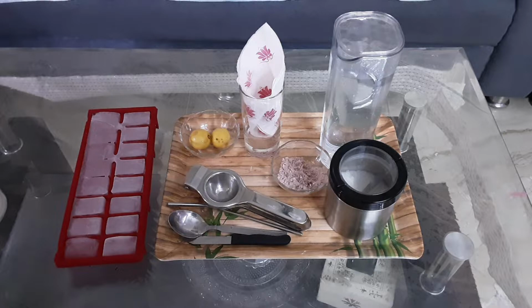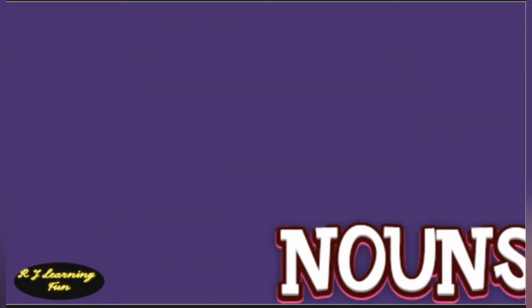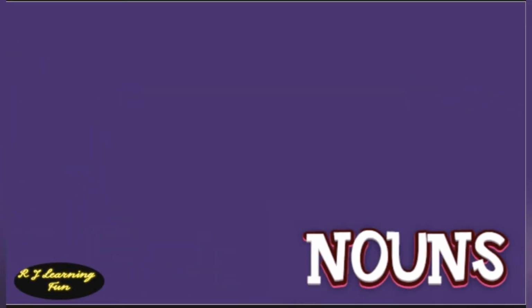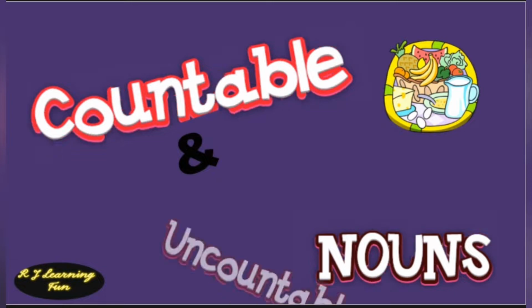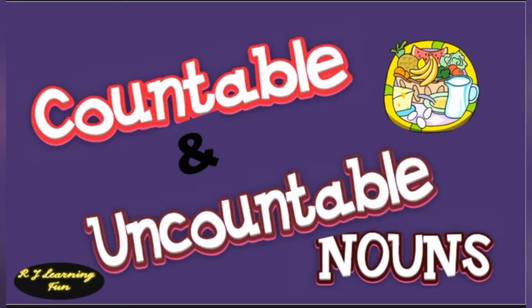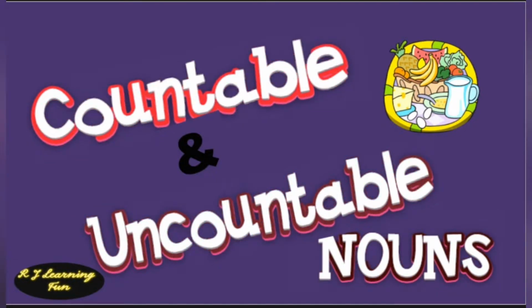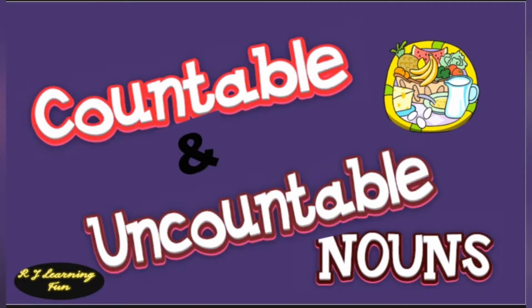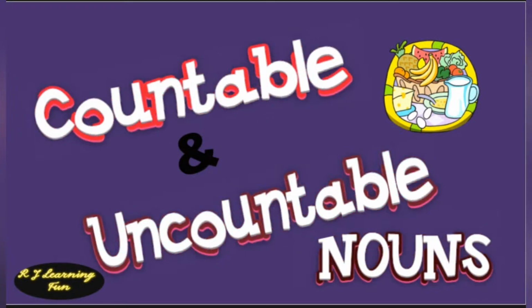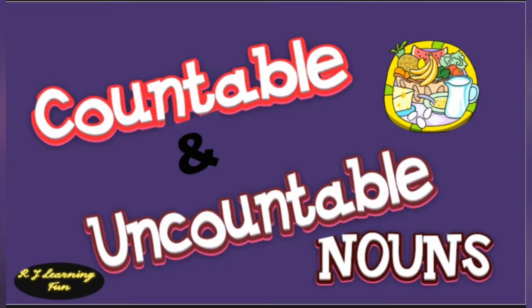But some things are countable and some things are uncountable. And that is our today's topic, countable and uncountable nouns. Nouns in the English language are grouped into two categories, countable and uncountable nouns. Their usage in the sentences is also different. In this video, we'll explore more details about countable and uncountable nouns, their definition, rules, examples, and list. Let's start our learning with the definition of countable and uncountable nouns.